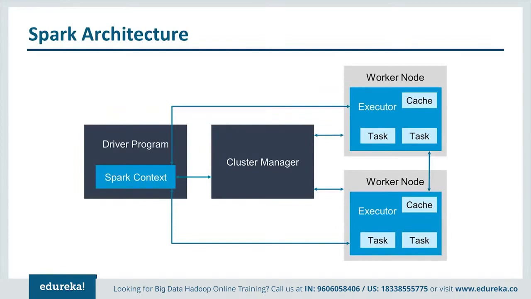Then in the worker node, we have got the executors. The executor is a distributed agent that is responsible for the execution of tasks, and every Spark application has its own executor process. Executors usually run for the entire lifetime of the Spark application, and this phenomenon is also known as static allocation of executors, but you can also opt for dynamic allocation of executors where you can add or remove Spark executors dynamically to match the overall workload.